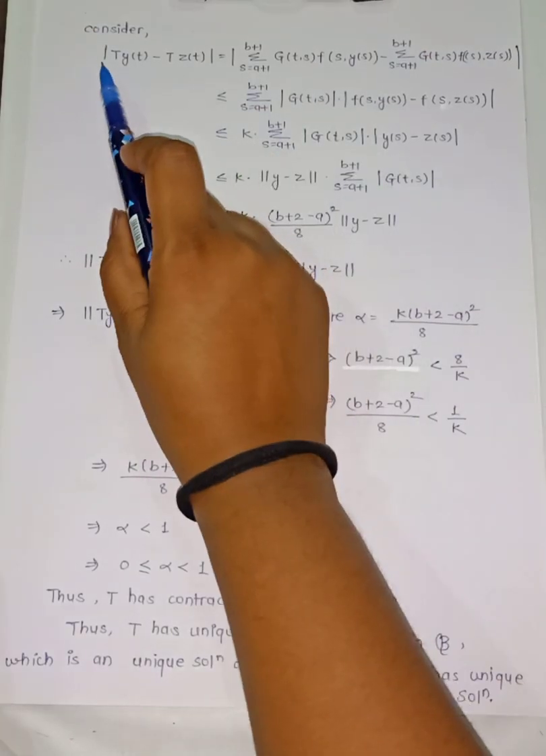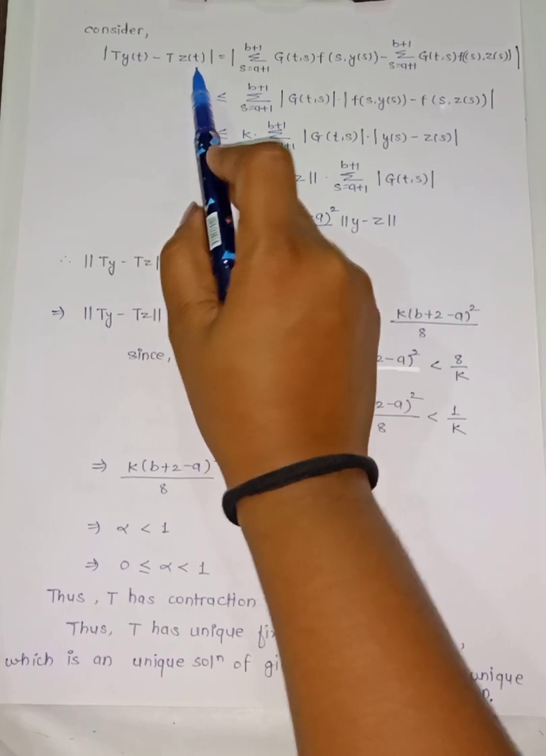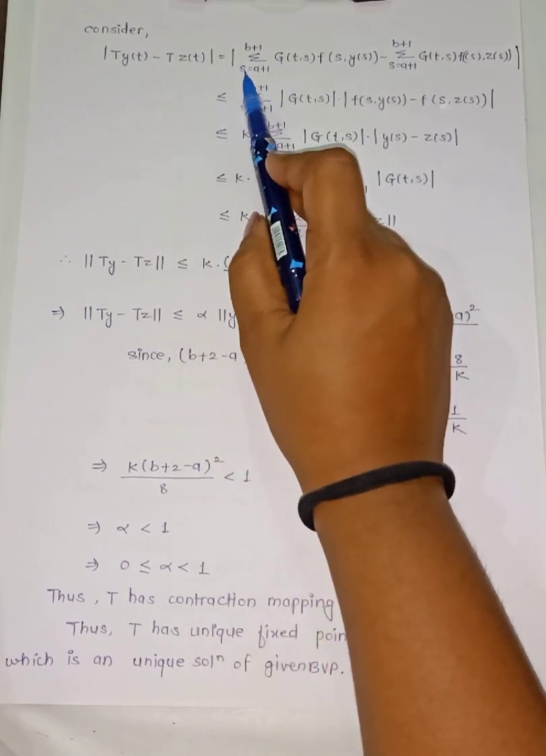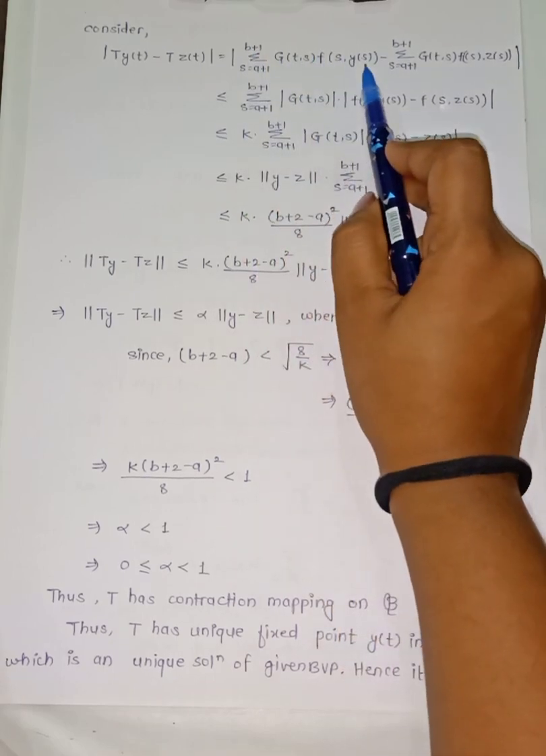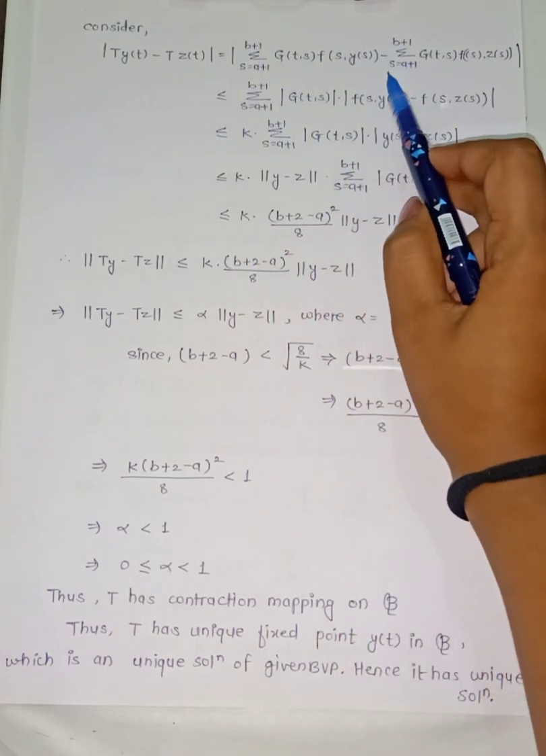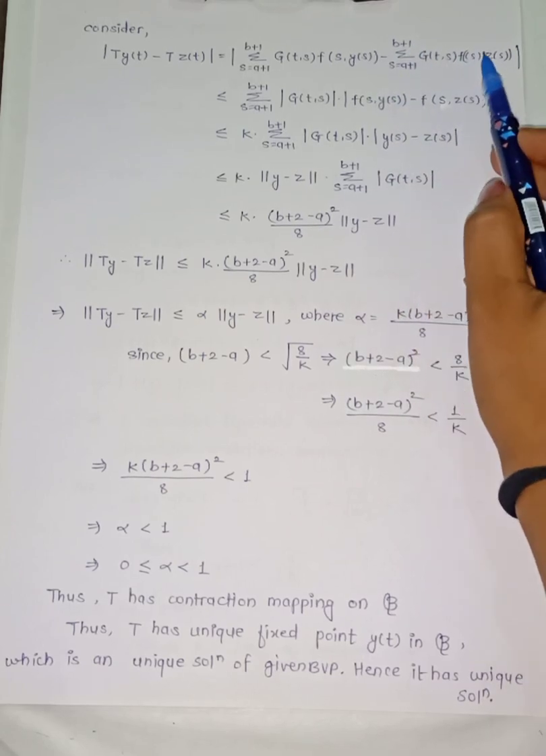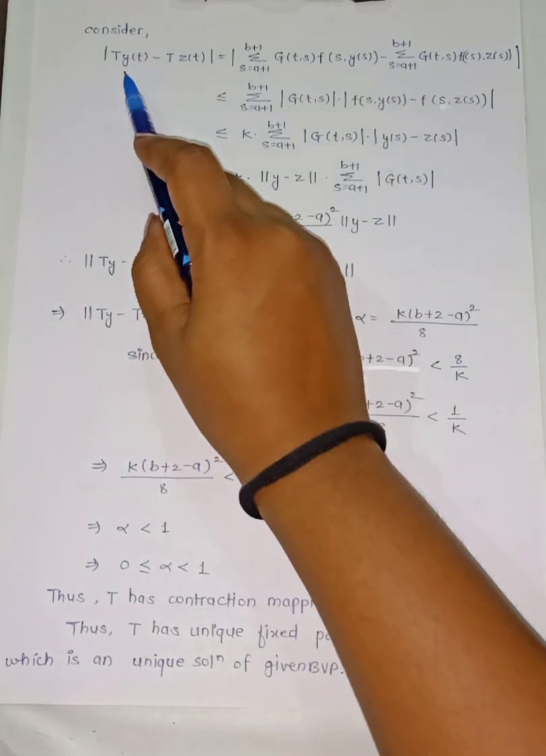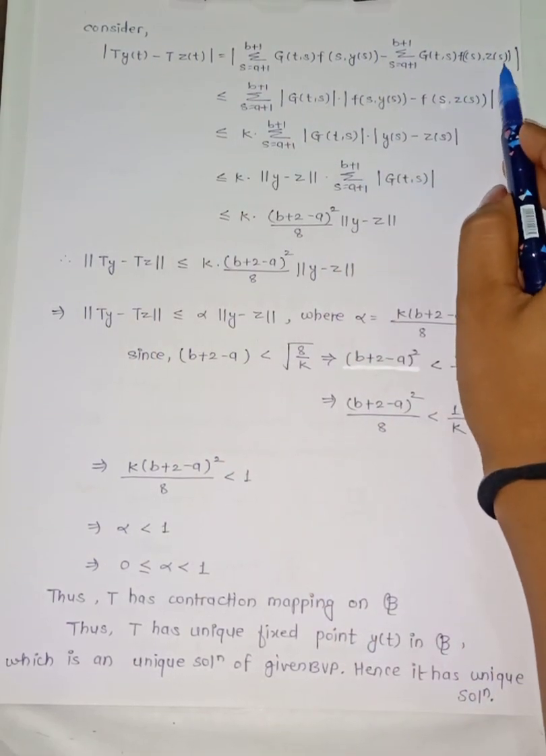त्यासाठी आपण consider करू |Ty(t) − Tz(t)|, that is equals to summation from s equals a plus 1 to b plus 1 of g(t,s) f(s, ys) minus summation from s equals a plus 1 to b plus 1 of g(t,s) f(s, zs), where y(t) साठी s ys and z(t) साठी s zs.